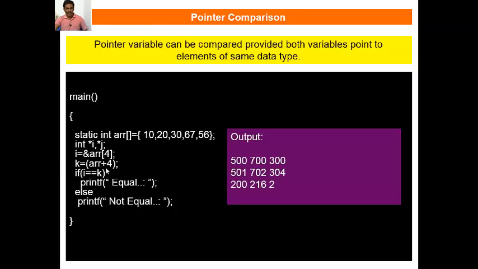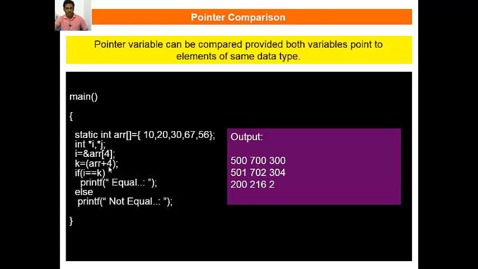So k equal to ARR plus 4. ARR also refers to the starting address of that array, and &ARR[0] is equal to ARR. If we give ARR, it refers to the starting address of that array, and &ARR[0] also refers to the starting address. So both are the same. What is ARR? In our case, we assume the starting location is 200.